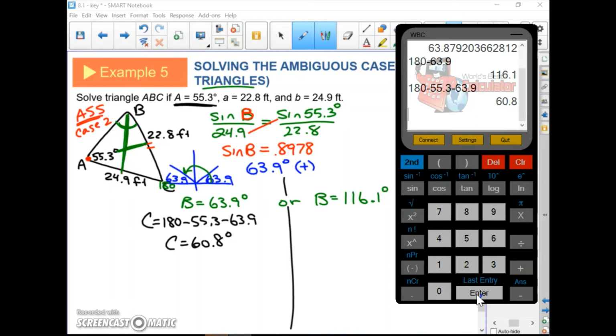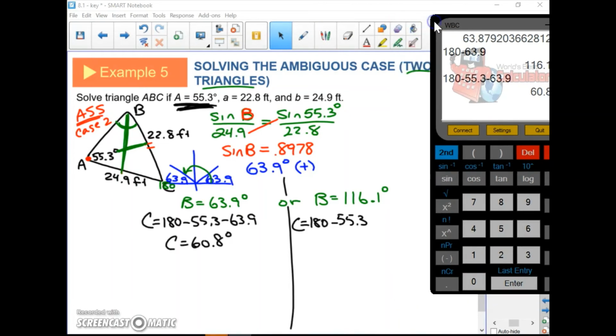Likewise, over here, you can do the same thing. C is going to equal 180 minus the A value was 55.3. But this B value was 116.1. And so subtract this off. 180 minus 55.3 minus 116.1. 8.6 basically. Looks like C is 8.6 over here.